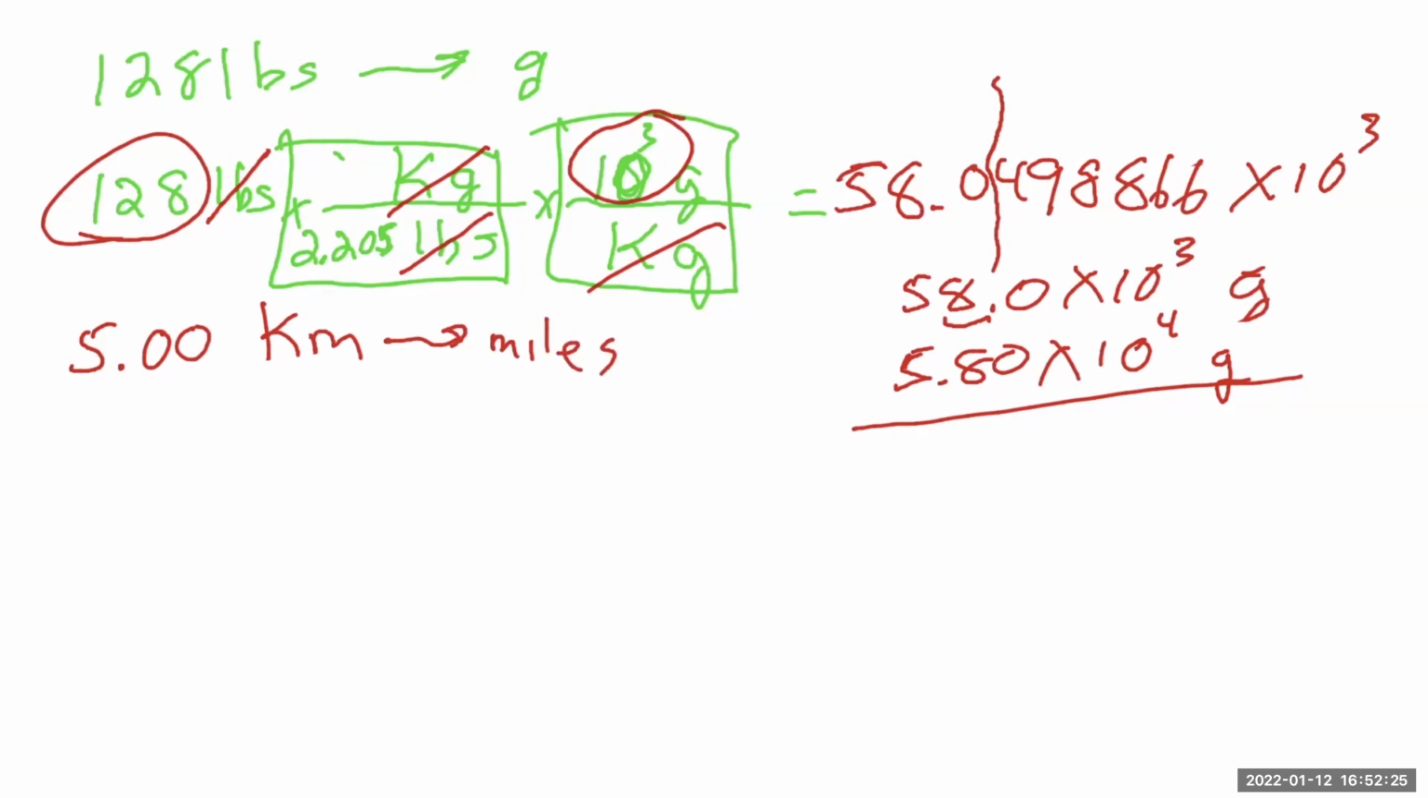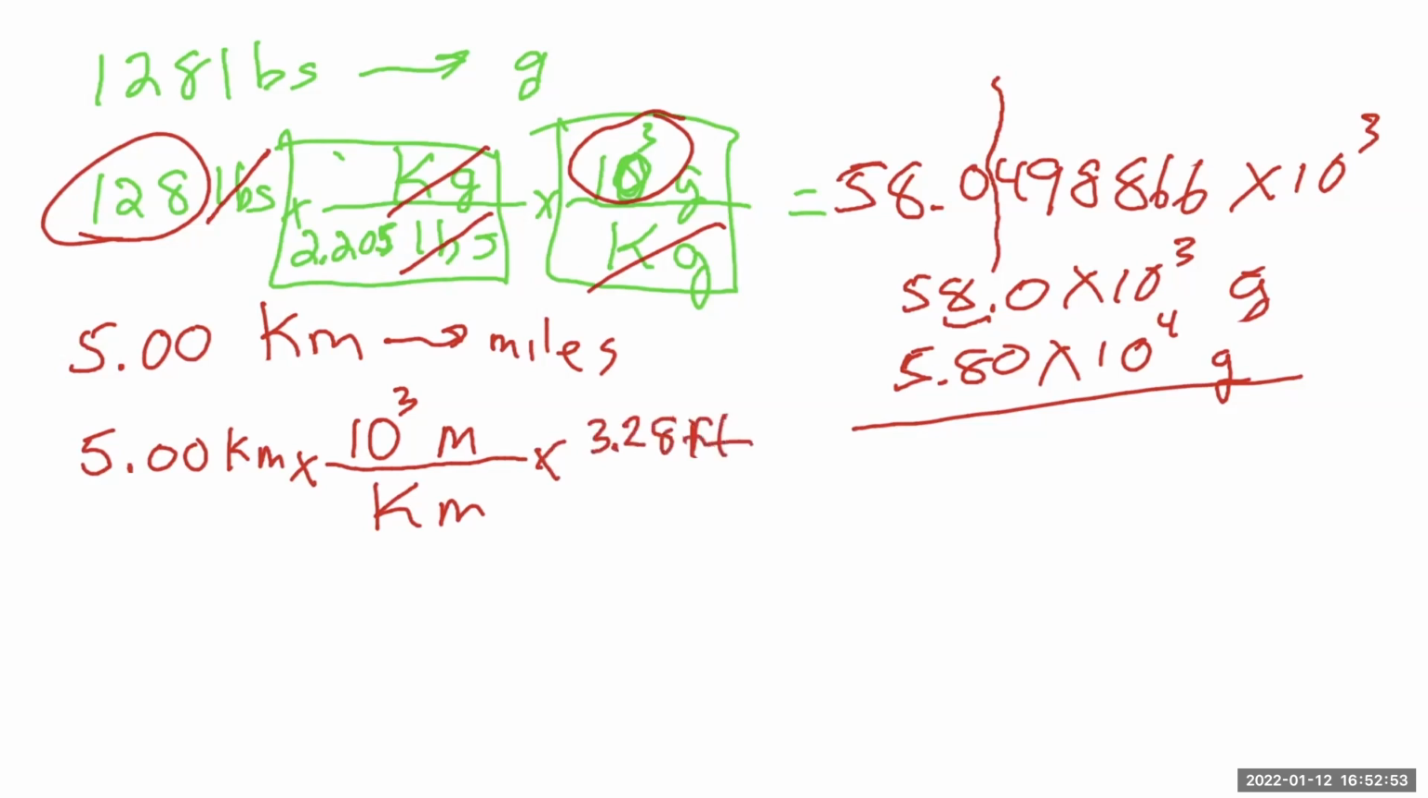You could look up kilometers to a mile, but what I know is I have 5.00 kilometers. And kilometers go on the bottom, and kilo is 10 to the 3 meters. Okay, now I'm in meters. I know there's 3.28 feet in a meter. So 3.28 feet per meter. And I know there's 5,280 feet in a mile.